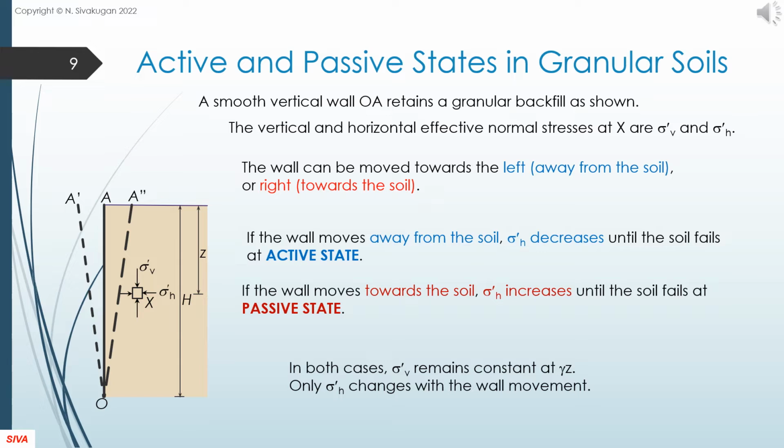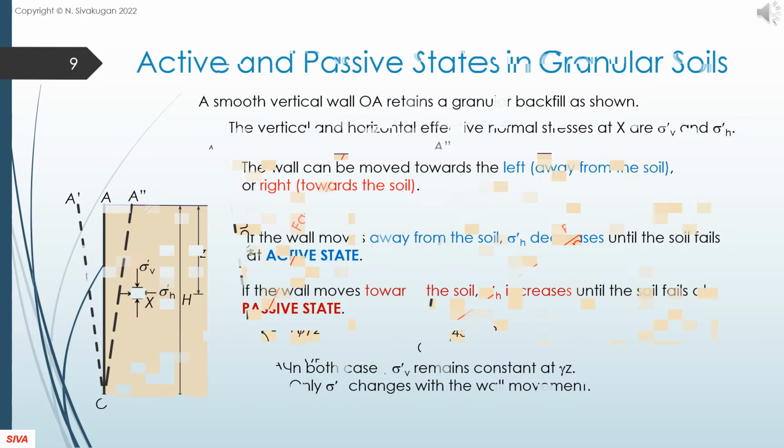When the wall is pushed toward the soil, the soil is compressed laterally until it fails. The failure state is called the passive state. While the wall moves, the horizontal stress decreases or increases depending on the direction of the wall movement. However, the vertical stress remains the same throughout.